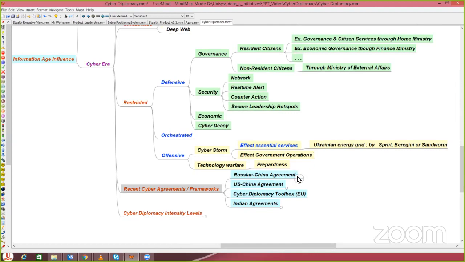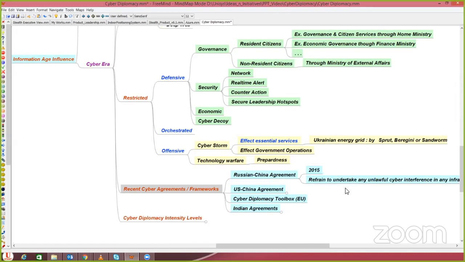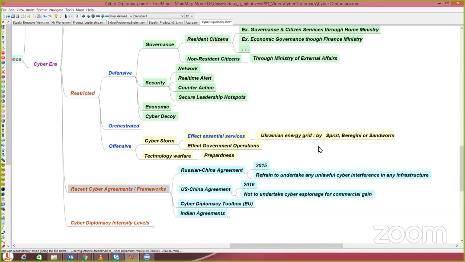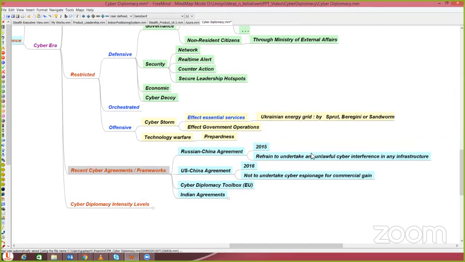Like I have called out the Russia-China agreement in 2015, which basically calls to refrain from any unlawful cyber interactions with their infrastructure between those two countries. The US and China also have that; in 2016 they signed some of those. In cyber diplomacy, the European Union came up with their diplomacy toolkit, and this toolbox basically calls out different methods of identifying any form of malicious access to their network, their cyberspace, which will also affect their operations.